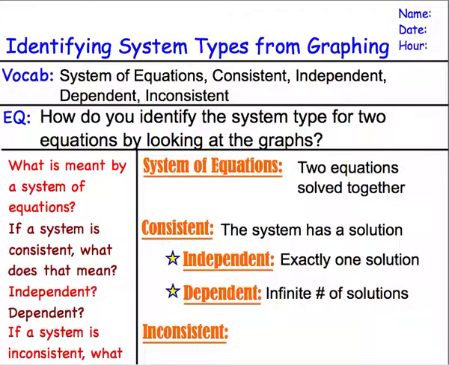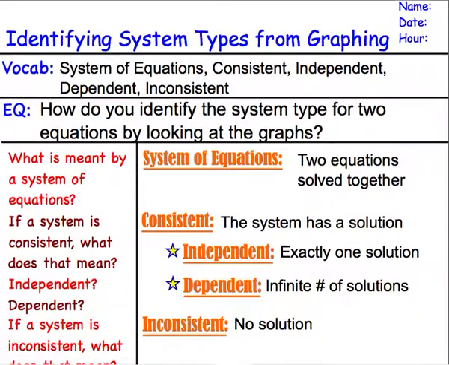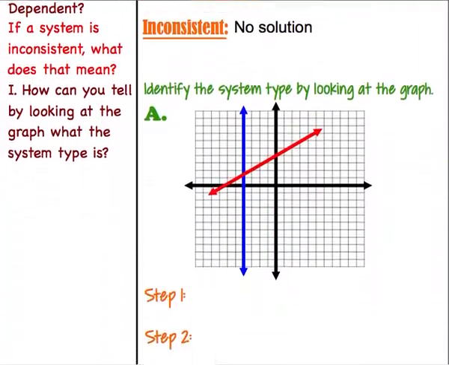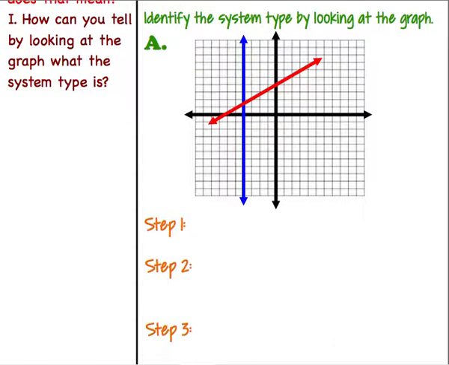Now on the opposite end, if a system is inconsistent, that means that there is no solution, which would be the case for parallel lines because they will never cross each other. So the first part we have to be able to deal with today is identifying systems by looking at the graph. And so here we have a graph that has a red line and a blue line, and as you can see, one's vertical and one has a slope that isn't undefined.